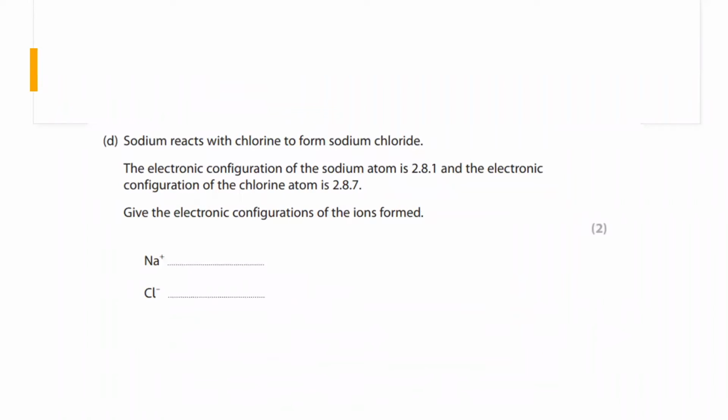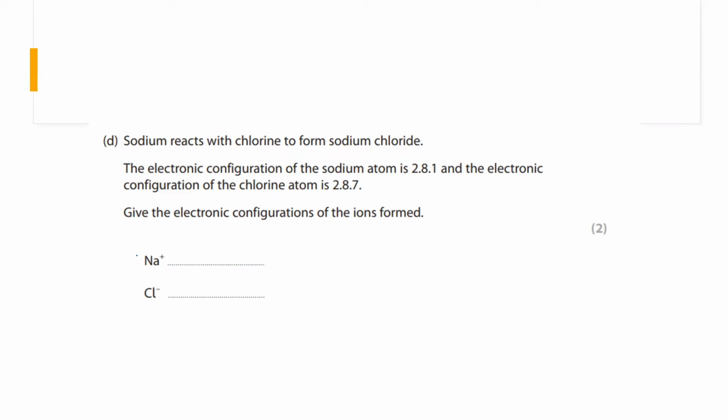Sodium reacts with chlorine to form sodium chloride. The electronic configuration of the sodium atom is 2,8,1. And the electronic structure of the chlorine atom is 2,8,7. Give the electronic configurations of the ions formed.